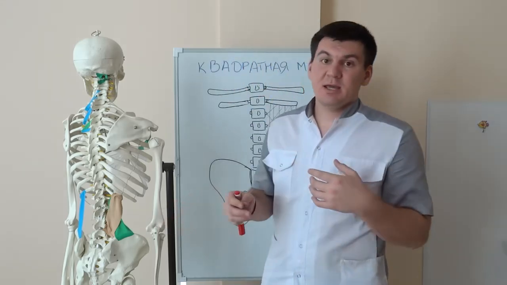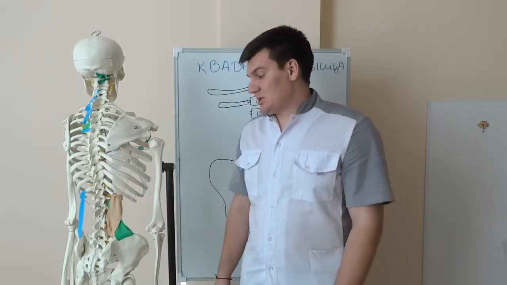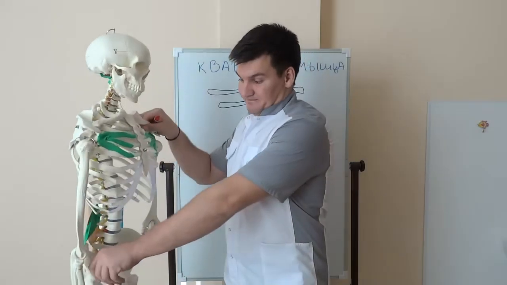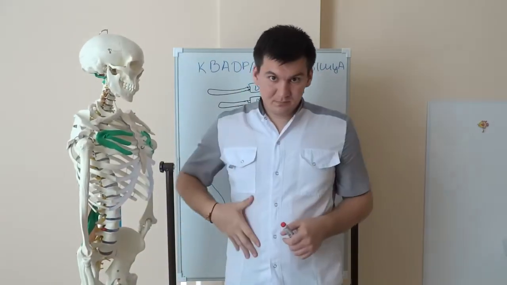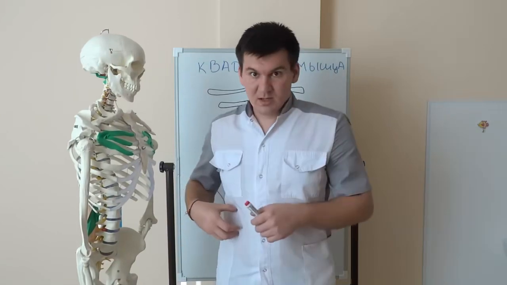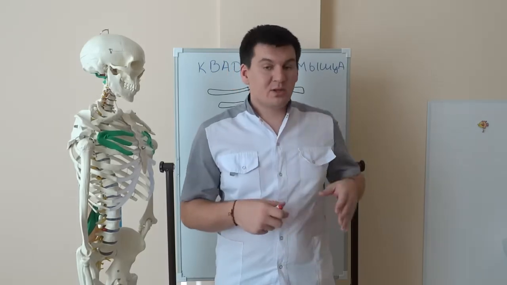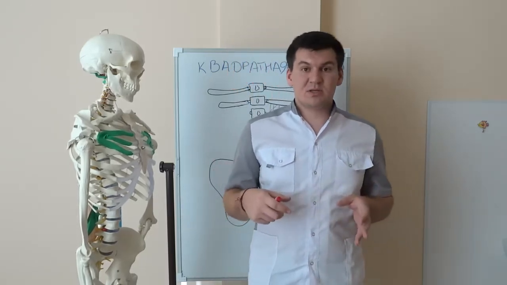And why does this happen? This happens primarily when the antagonist of this muscle does not work. The antagonists of this muscle in motion are the oblique muscles of the abdomen, the external on this side, and the internal oblique muscle on the opposite side. The internal oblique muscle of the abdomen.